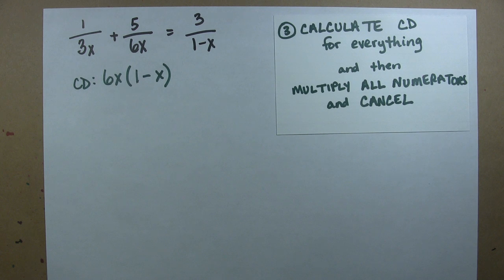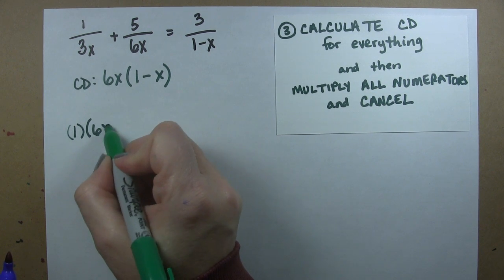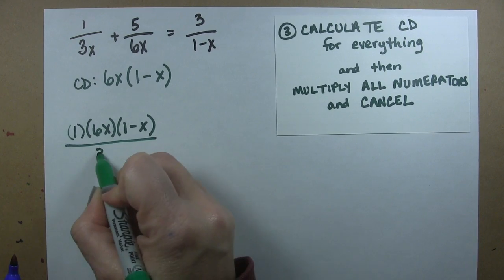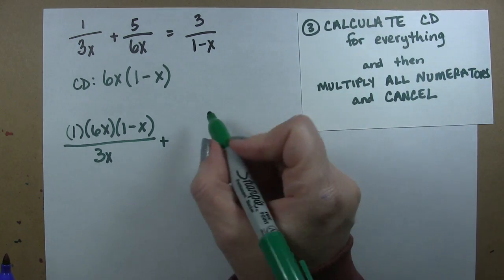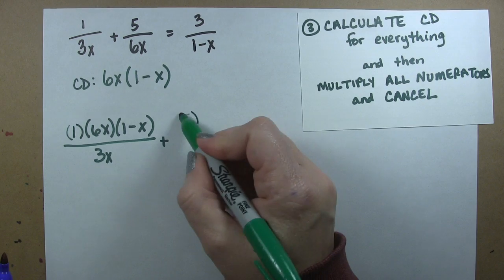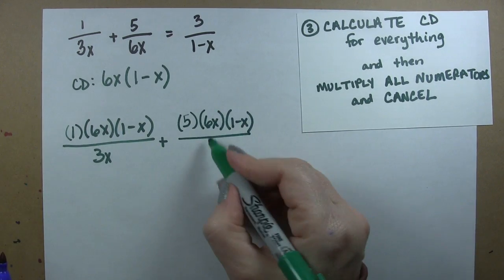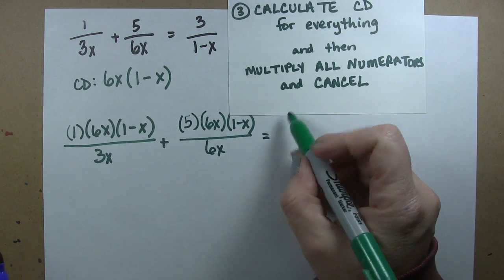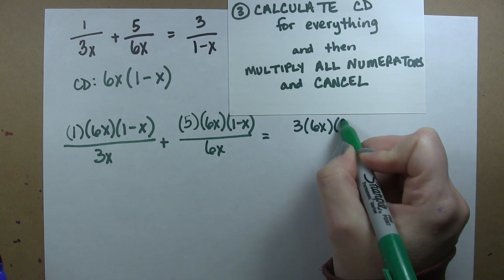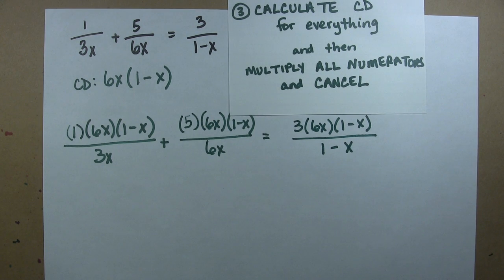So my new and improved equation is 1 times 6x times 1 minus x, and I'll just keep that over 3x, plus, sorry about that, plus 5, that's this 5, times my common denominator of 6x times 1 minus x, and I'm going to keep it over 6x, equals, there you go, equals 3 times 6x times 1 minus x, and I'm going to keep that over 1 minus x.